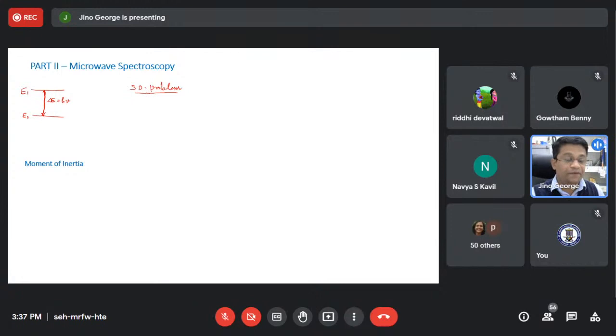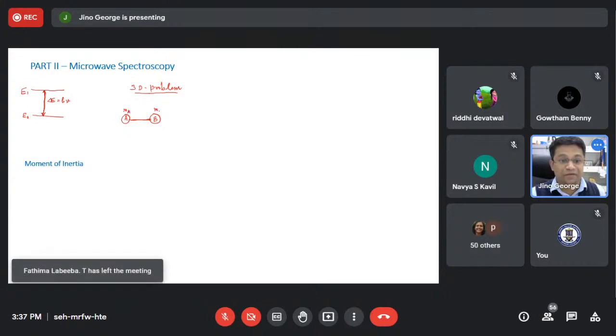Suppose I have an atom A connected to another atom B. We will have a bond which is connecting them. This we consider now as rigid. That's why, we will come later to what a rigid rotor is. And this will have a given mass MA, and this will have a given mass MB, right? This is how it is.